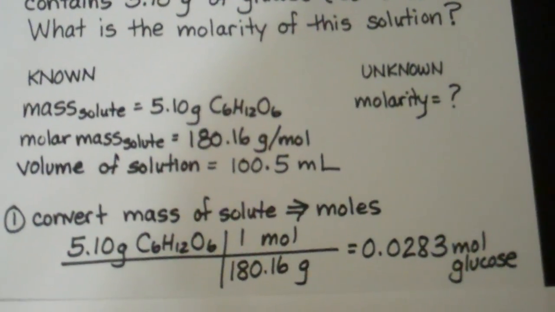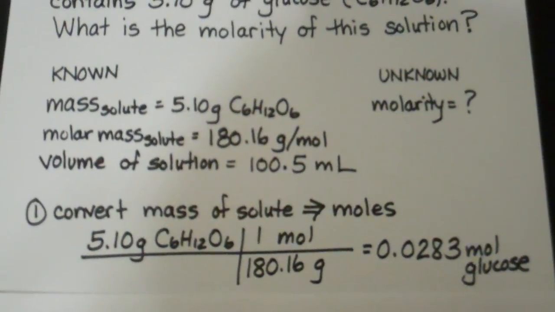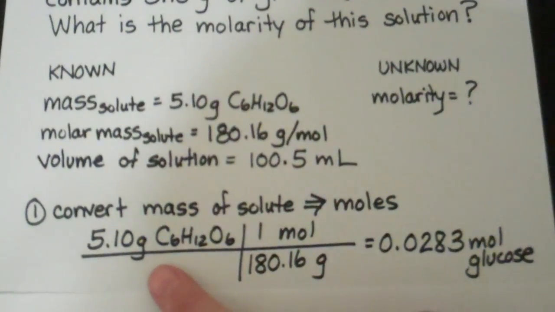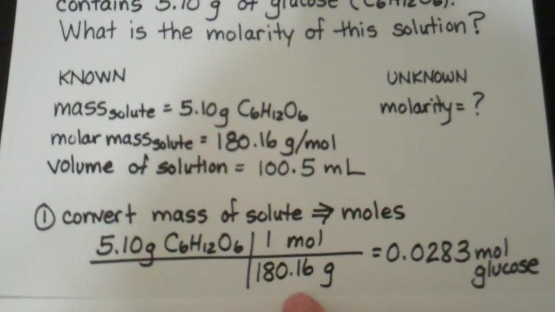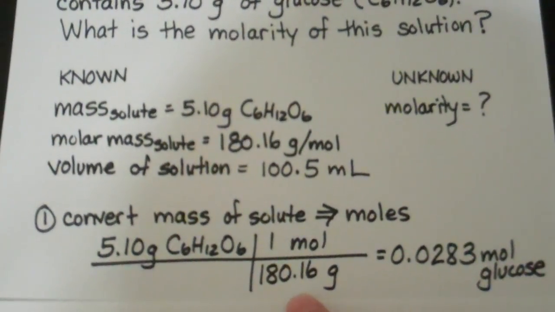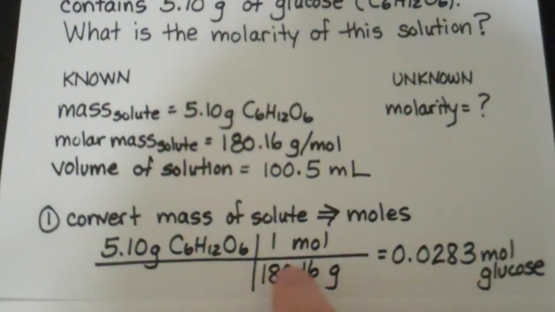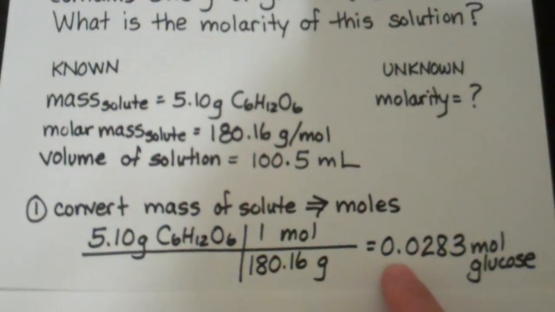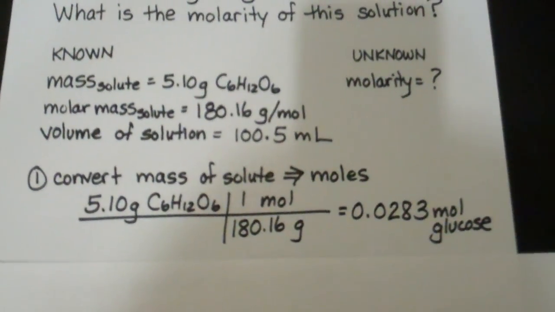The first step is I want to convert the mass of my solute to moles. And I do that using my molar mass. 5.1 grams of glucose divided by the molar mass of glucose, 180.16 grams per mole. I get to cancel my grams, replace with moles, and I get that I have 0.0283 moles of glucose.